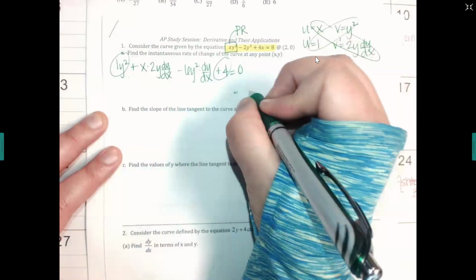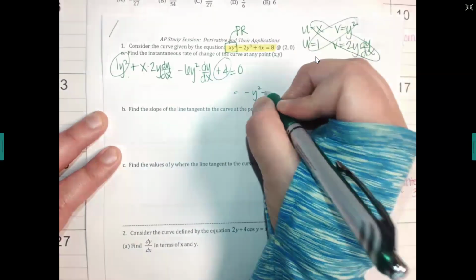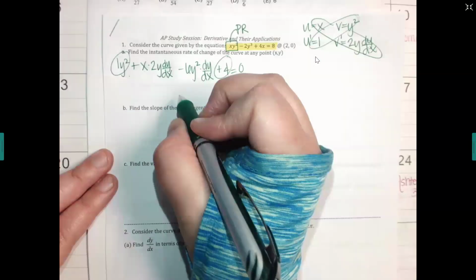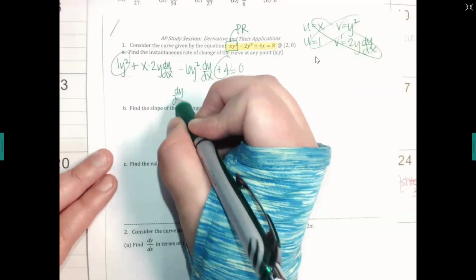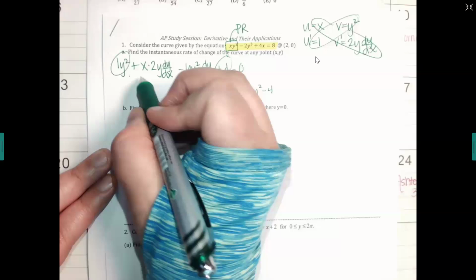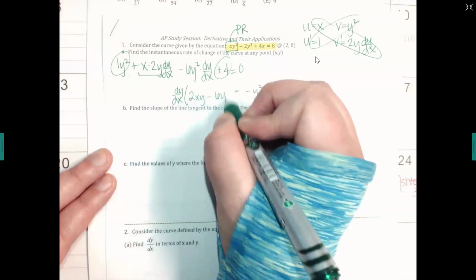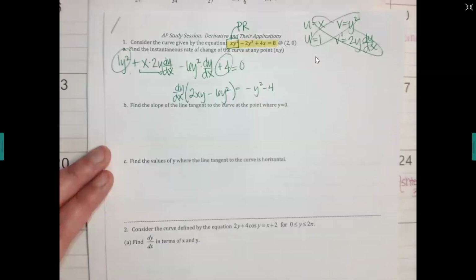So what terms are we pushing across? Y squared and the 4. So it's now going to be a minus y squared and a minus 4. Out of the remaining terms, you'll notice that both of them have a dy dx. That means I can factor that out to the front. So I'm going to have my dy dx here. That's going to leave me with a 2xy from the first term and a minus 6y squared from the second term.